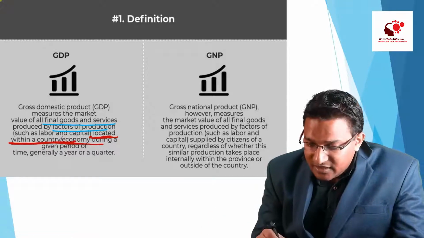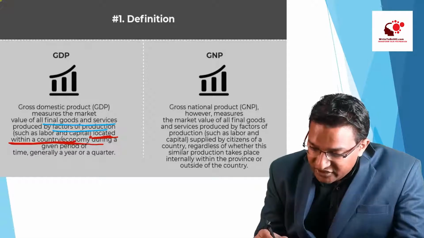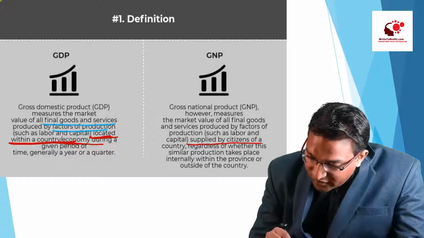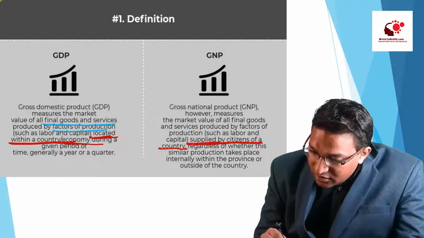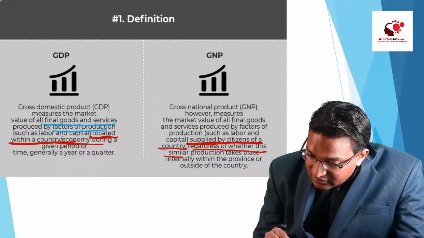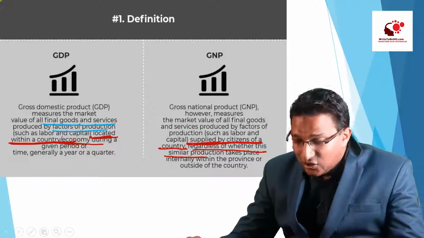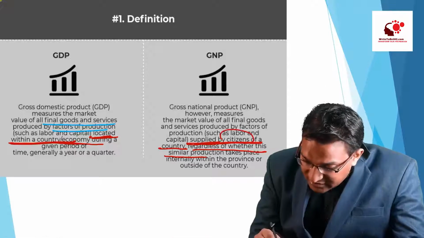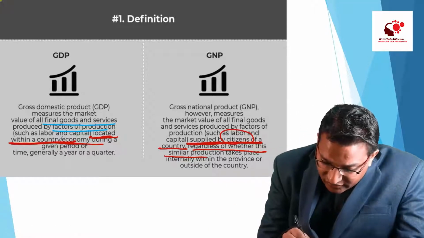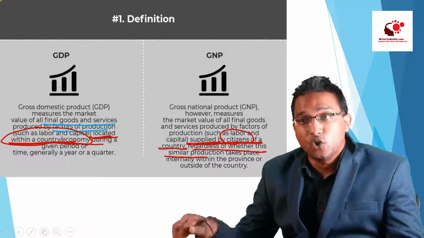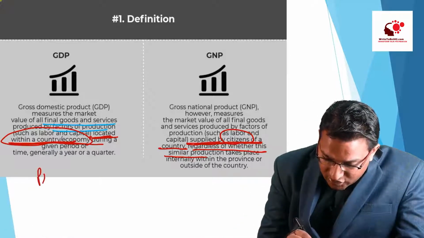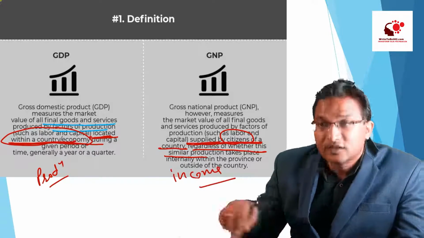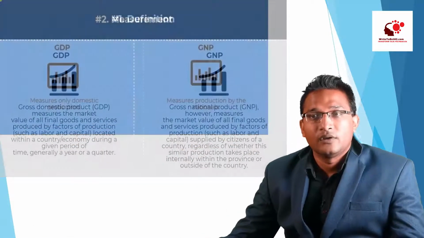GNP, however, measures the market value of all final goods and services produced by the factors of production supplied by the citizens of a country. This is very, very crucial, regardless of whether this production takes place internally or outside, right? So what is crucial is it is supplied by the citizens. What is crucial in GDP is that it is within the country or the economy. So this is the production measure and this is the income measure. This is the crucial difference.